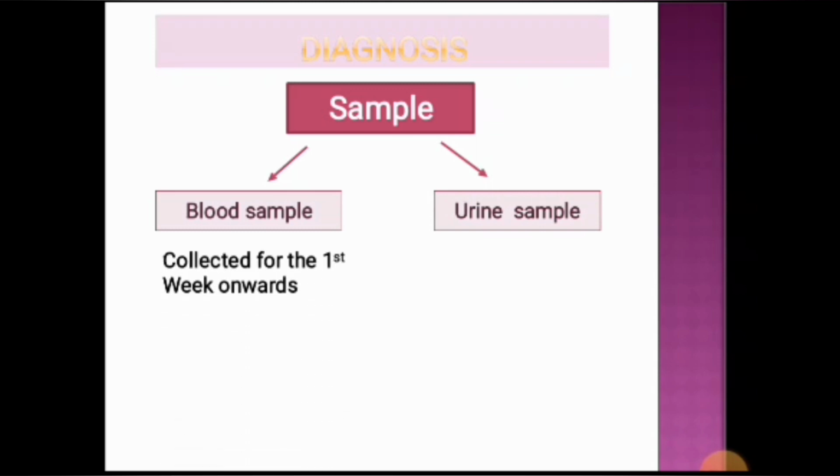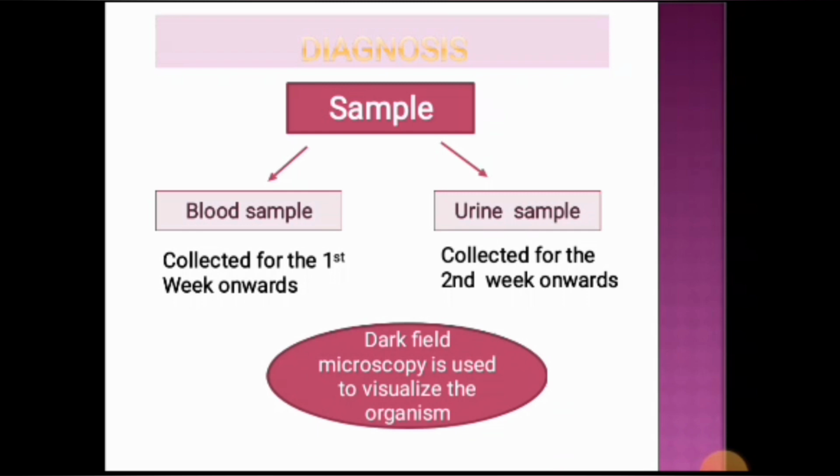In the case of a blood sample, one should collect it from the first week onwards from the onset of the disease, whereas in the case of a urine sample, one should collect it from the second week onwards. And this bacteria can be seen under dark field microscopy.